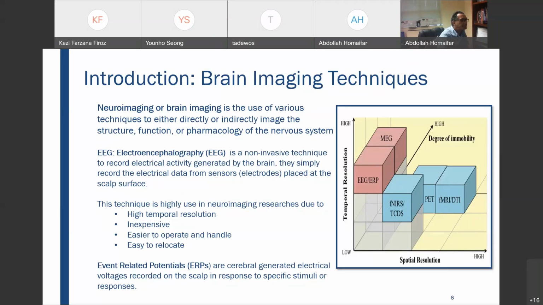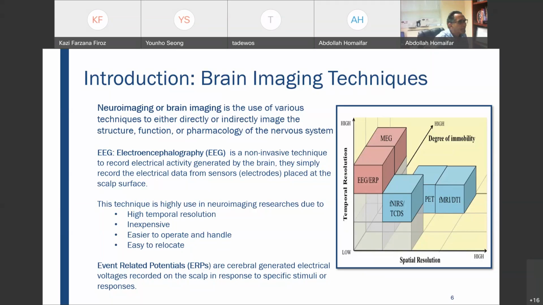So first, I'll go with electroencephalography. It's a non-invasive technique to record electrical activity generated by the brain. Though I'm saying non-invasive here, it can be invasive too. But for lab purposes and to understand neural action, the non-invasive EEG is more used. They simply record the electrical data from sensors placed at the scalp surface. This technique is highly used in neuroimaging research due to its high temporal resolution. It's inexpensive, easier to operate and handle, and easy to move or relocate.